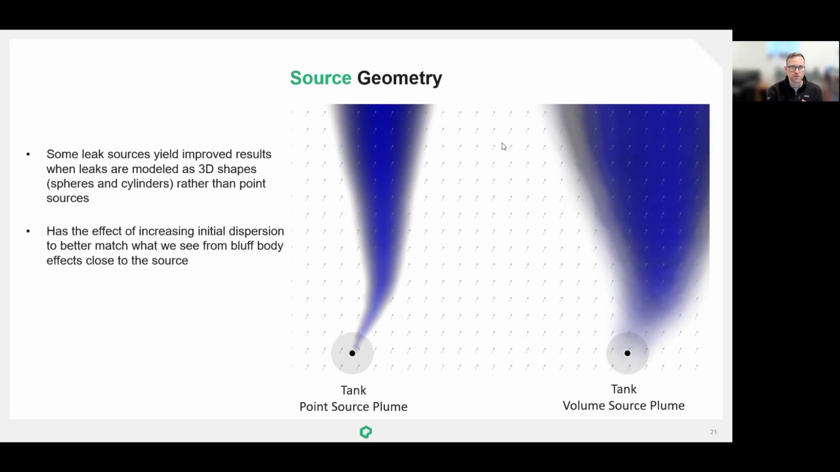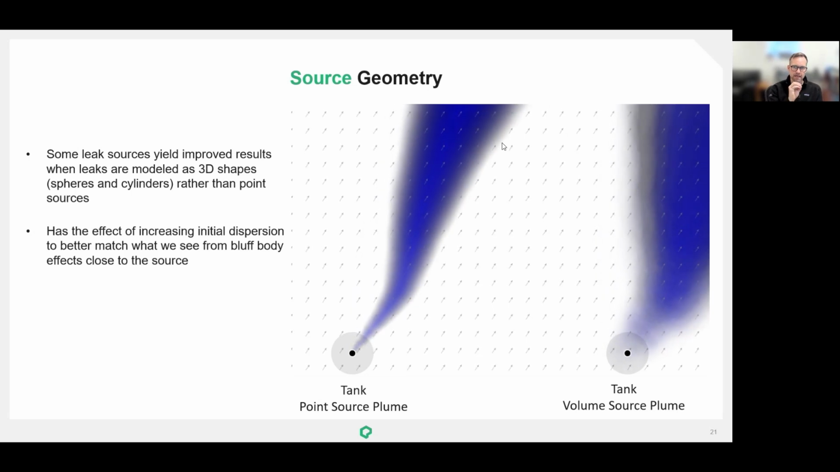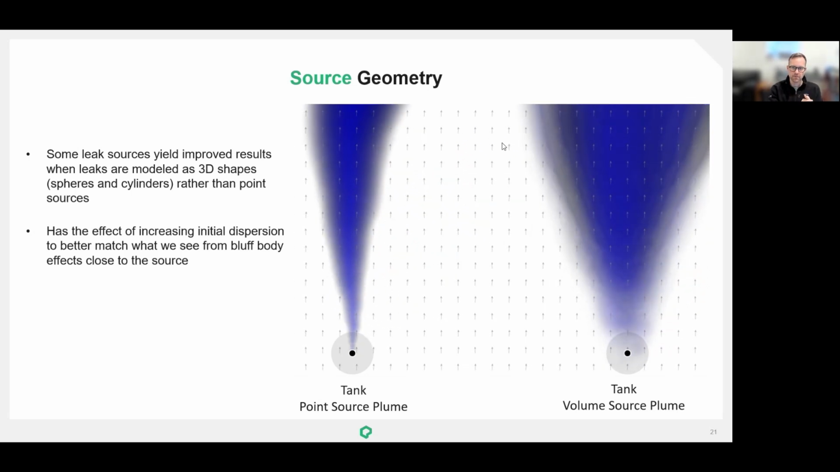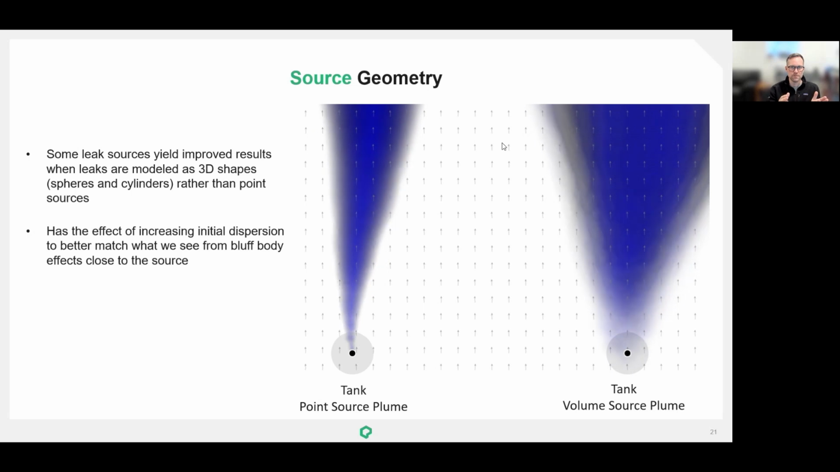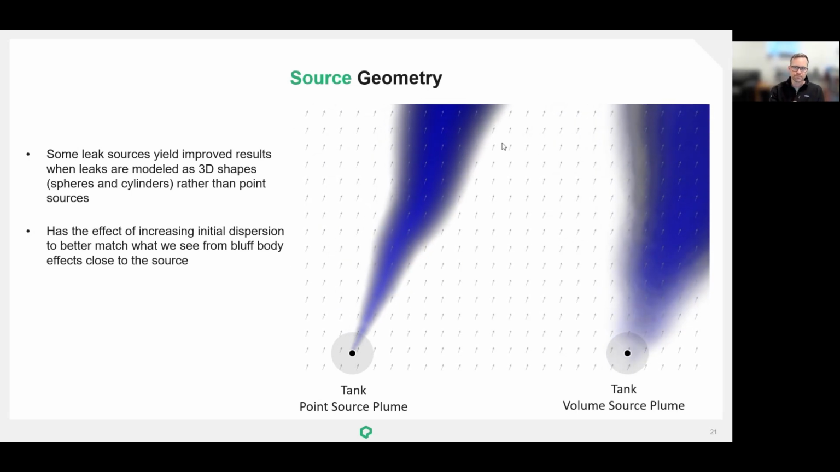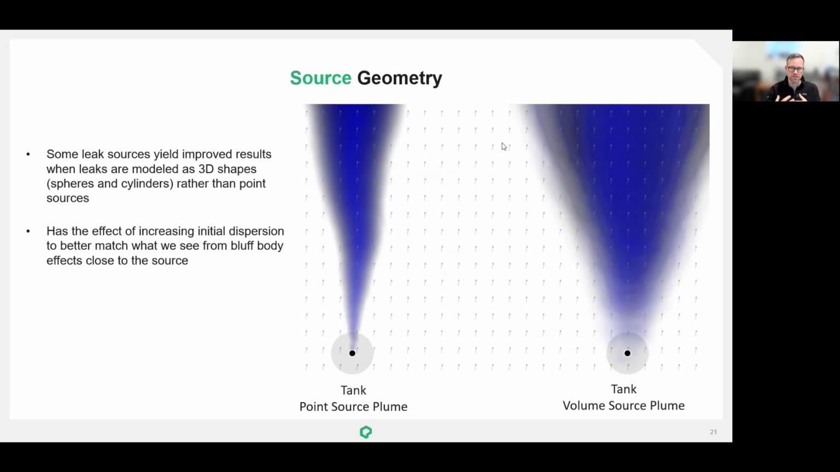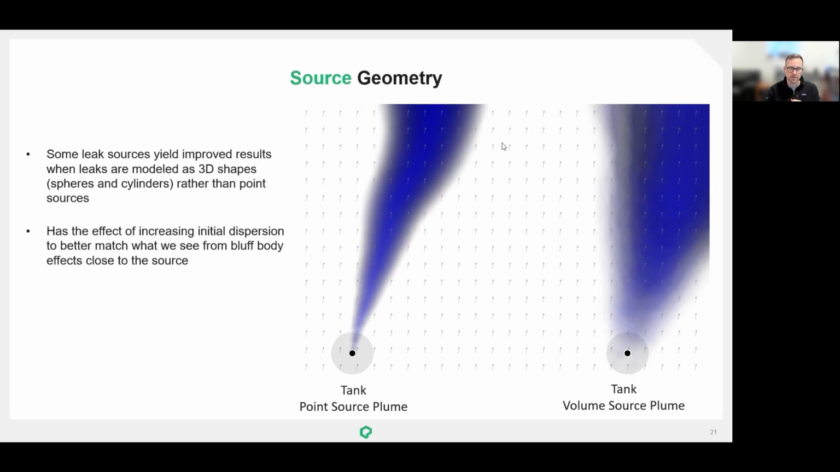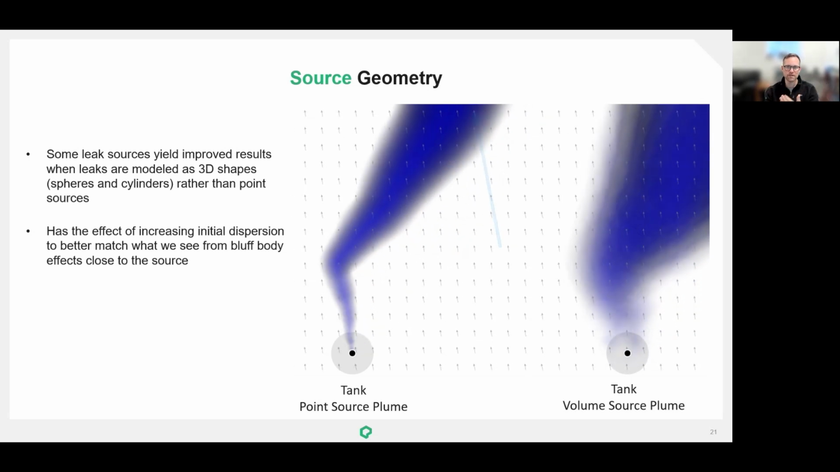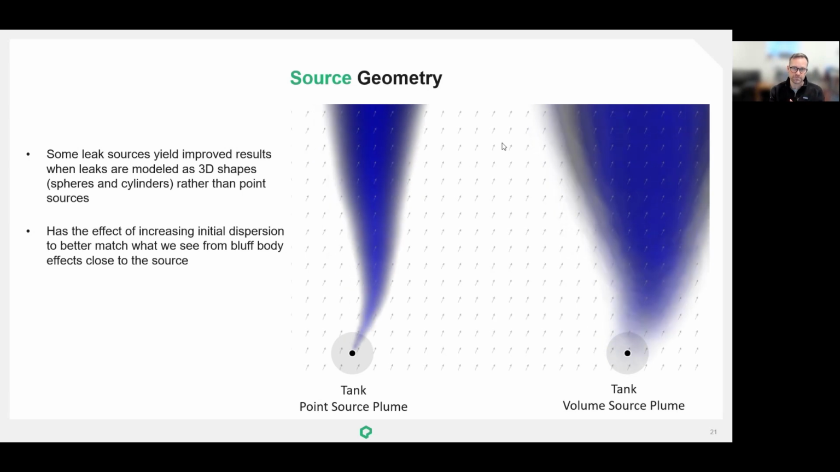So this is where the source geometry comes in. And historically, the model has always treated leaks as point sources with no initial dimensions or velocity. Kind of mathematically, they start from zero. But what we found is that modeling certain leak sources as 3D shapes, spheres or cylinders, for example, and then if we treat the emissions as actually emanating from the surface of those 3D shapes, this actually significantly improves accuracy.